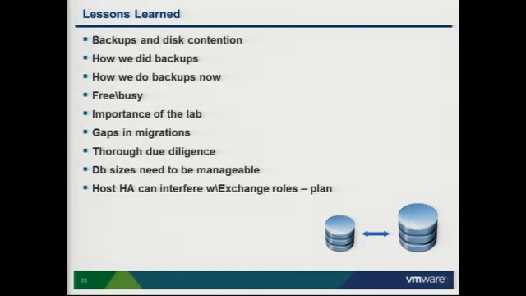Database sizes need to be manageable. So this goes hand in hand with backup and recovery disasters. Multiple databases, smaller sizes, quicker to back up, easier to recover. Just everybody probably knows that, but it's worth pointing out. And host HA can interfere with the Exchange roles. So like I mentioned before, plan your roles across your hosts so that if a host goes down, you're not taking out a whole tier in your Exchange roles. You're not taking out all your hub transport servers, all your CAS servers.